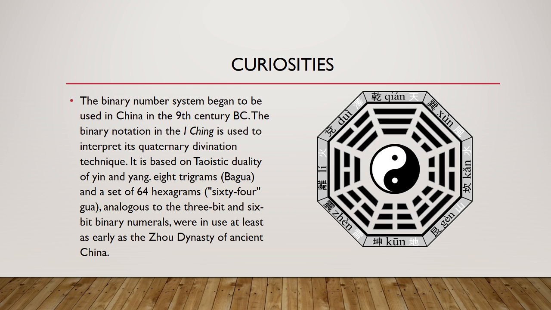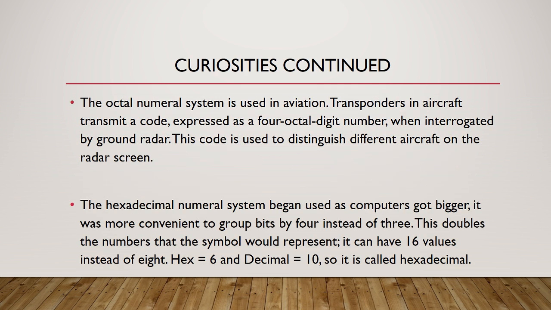In the early 9th century BC is where the binary notation kind of started. It was based off this picture you see to the right, and it's actually 64 hexagrams and 8 trigrams. Basically, it's 3-bit and 6-bit binary numerals that were seen as early as the dynasties in ancient China.